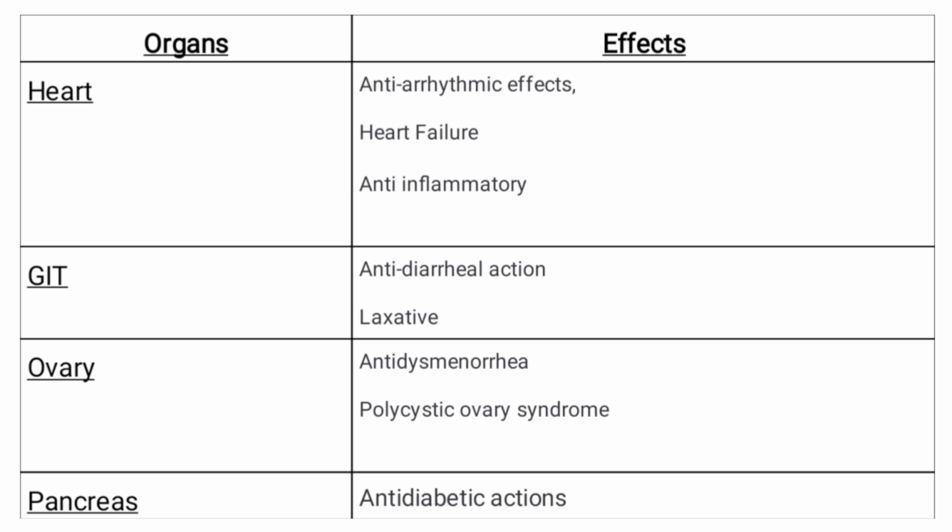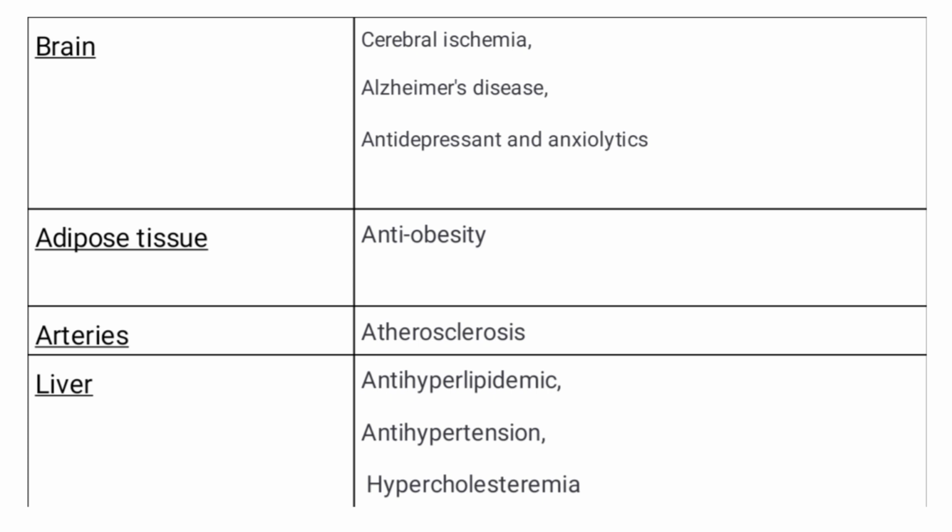The organs like the heart get the effect of antiarrhythmic effect, heart failure, anti-inflammatory. This means Berberis acts on these various effects. For the gastrointestinal tract, it acts as antidiarrheal as well as laxative. Ovary, anti-dysmenorrhea, and polycystic ovary syndrome, that is PCOS. On the pancreas, the Berberis acts as anti-diabetic. In the brain, it acts on cerebral ischemia, Alzheimer's disease, as an antidepressant, and anxiolytic.